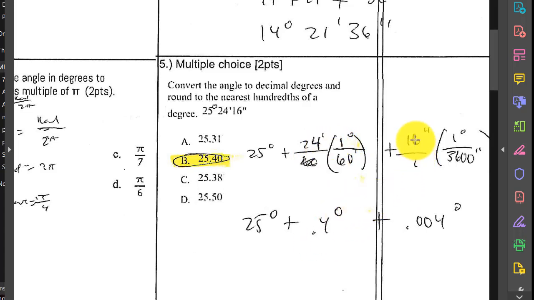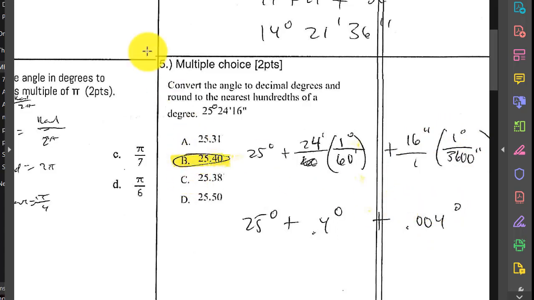And then I have 16 seconds, but we're trying to convert all of these to decimal degrees. So 1 degree is equal to 3,600 seconds. And that's why I put seconds on the bottom, because I want those units to cancel. And then if you do 16 divided by 3,600, you get 0.004. And then if you add those together, you get B.